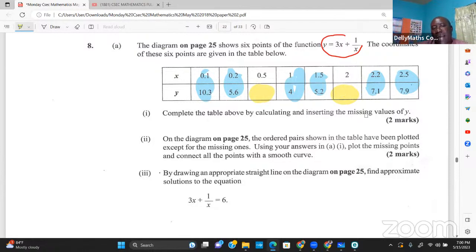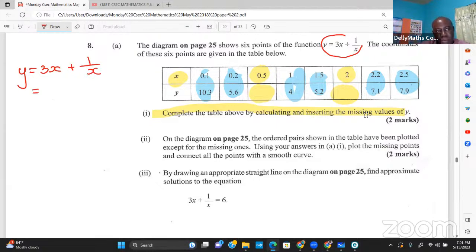We do have the X values though that we're gonna plug in together. So then when they want us to complete the table here, to fill out those missing Y values, you're gonna do the regular. Y is equal to what? 3x plus 1 over x.